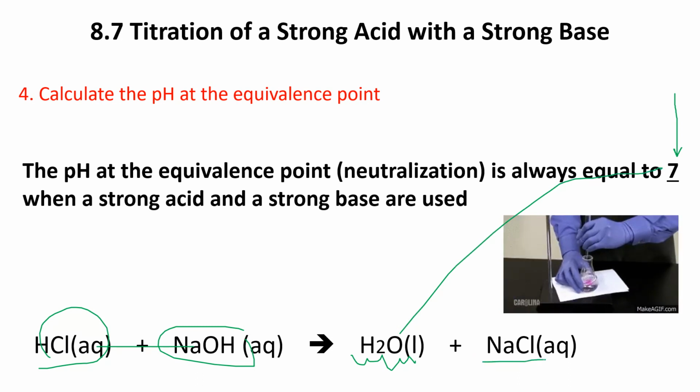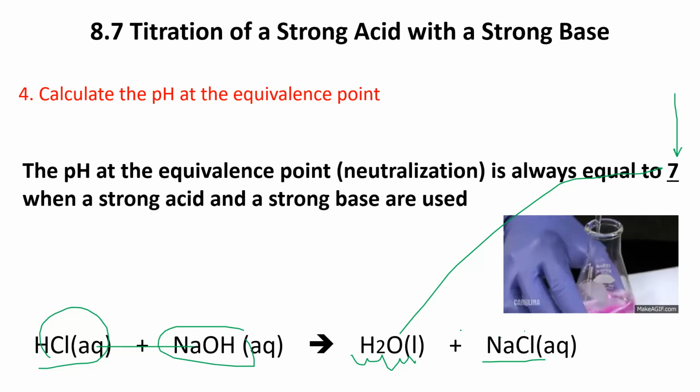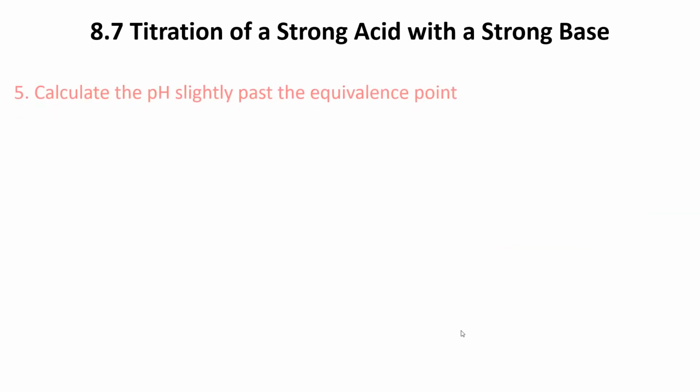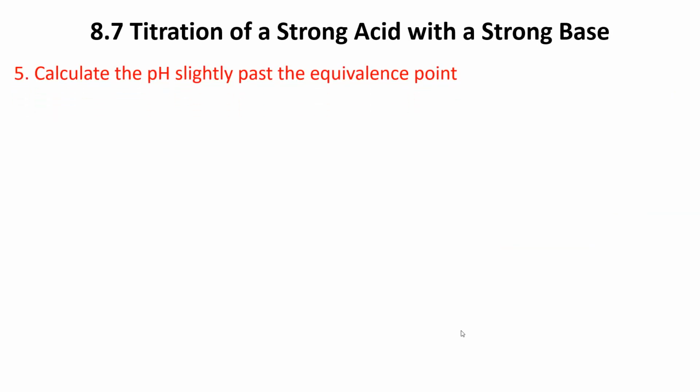And then we have NaCl in there. We've got salt water, and neither the Na nor the Cl affect the solution in any way. So there's proof that our pH is at 7. You just got to memorize that. Shouldn't be that hard. Okay, now we're going on to when we've just gone slightly past the equivalence point.